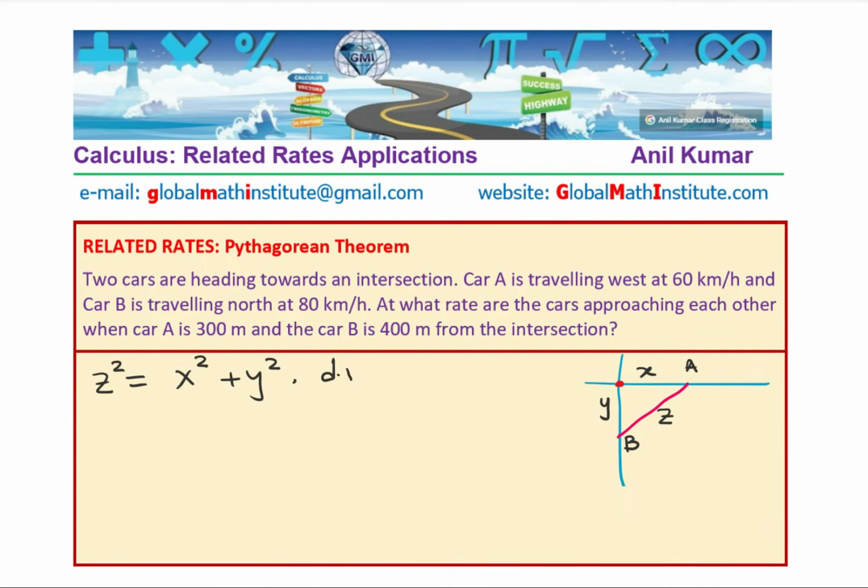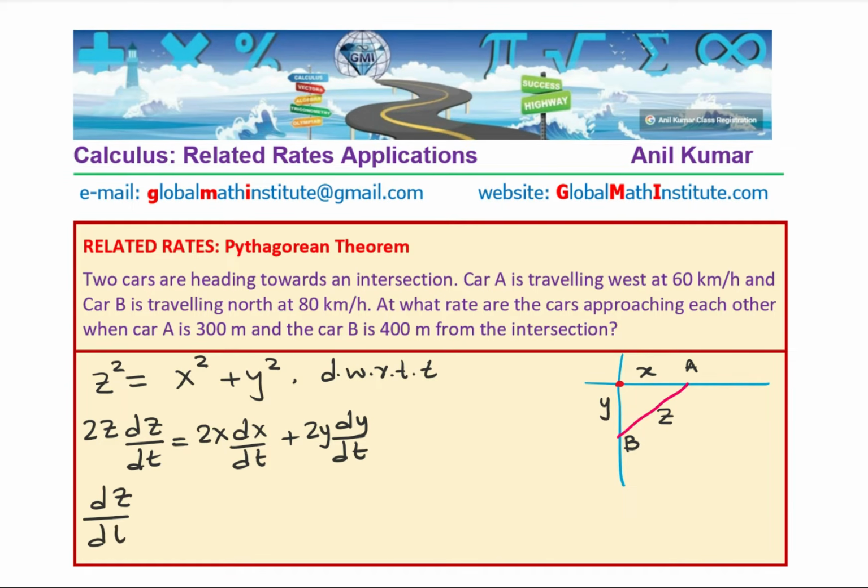Now differentiate with respect to time. Is it okay? So we get what? We get 2z dz over dt equals 2x dx over dt plus 2y dy over dt. Since we have to find the rate of change of separation, which is represented by z here, we can now rewrite the equation as dz over dt is equal to 1 over z, right? 2 and 2 cancel, right? All these 2's cancel, right?